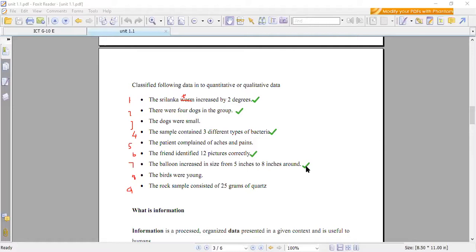So quantitative. The birds were young. Cannot measure, qualitative. And the sample contains 25 grams. So it is measured, 25 grams, quantitative. So I think all of you can understand what is qualitative and quantitative data.